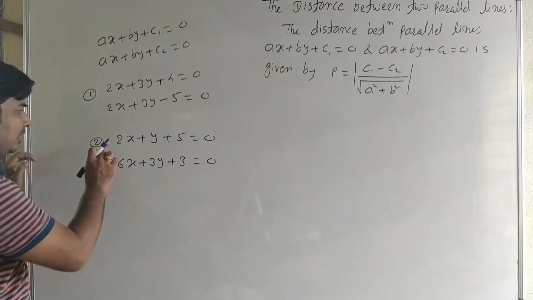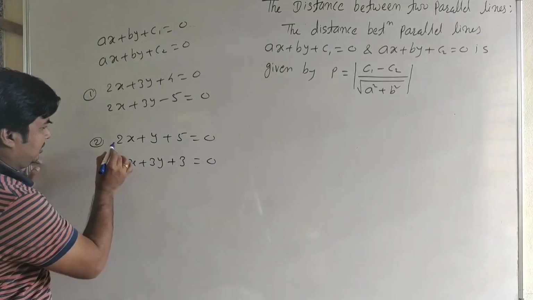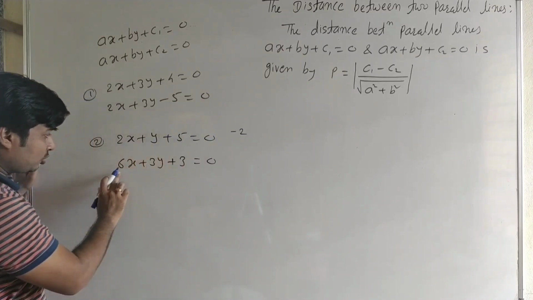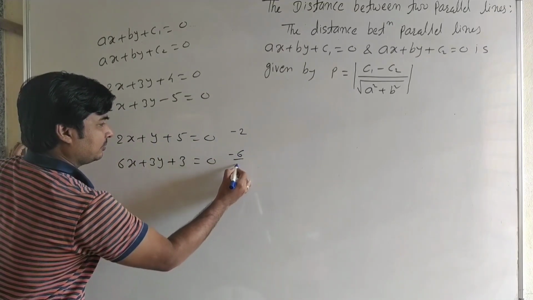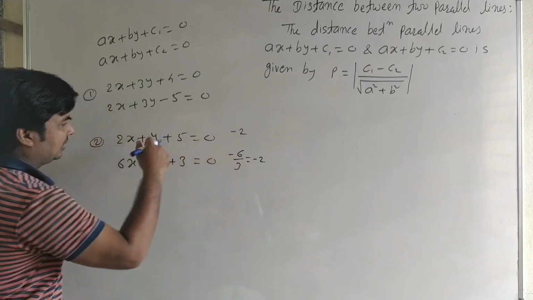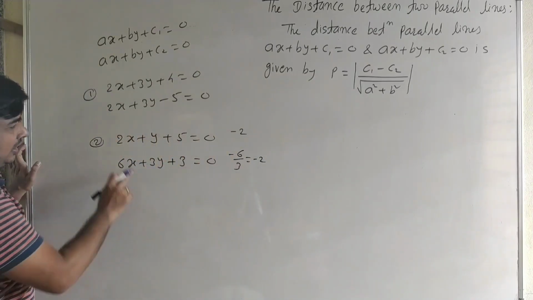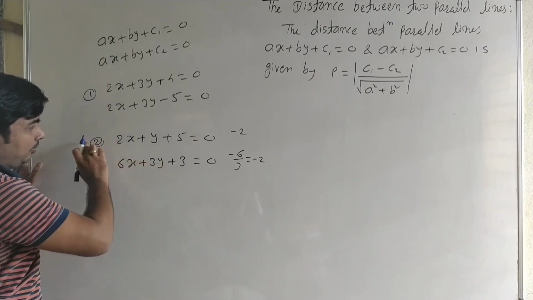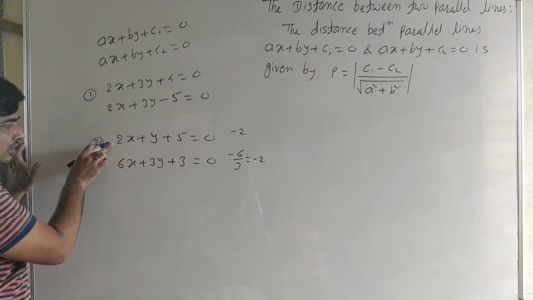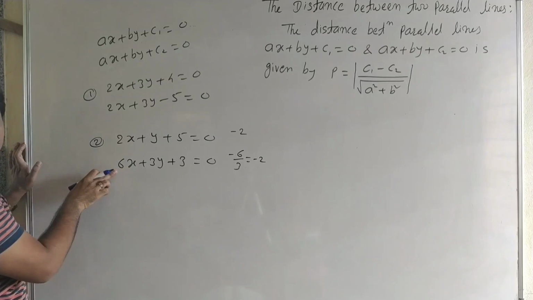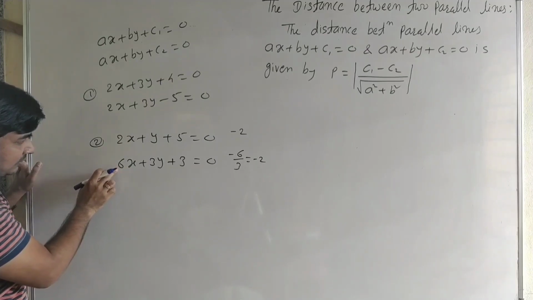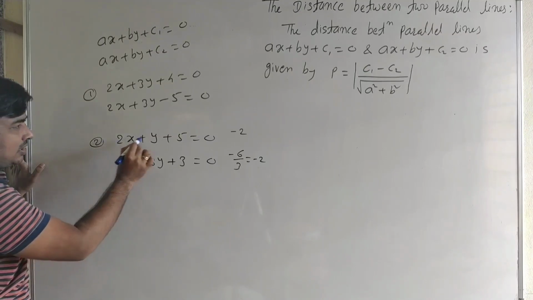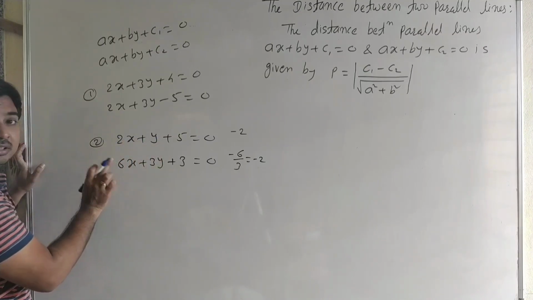Now these two lines are parallel. The slope of the first line is minus 2 and the slope of the second line is minus 6 by 3, which is also minus 2. That means the two lines are parallel, but not in the required form. So we multiply equation number 1 by 3, or we multiply equation number 2 by 1 by 3, that is, divide it by 3.